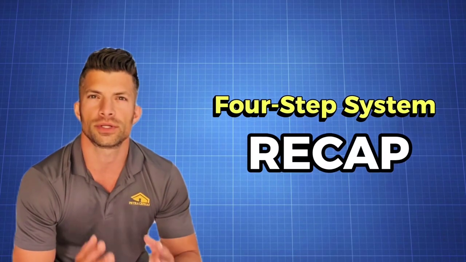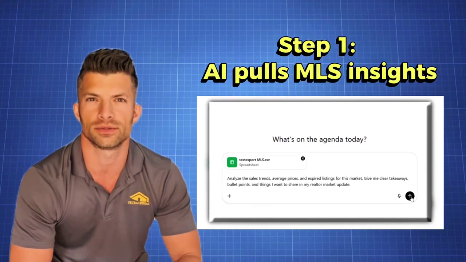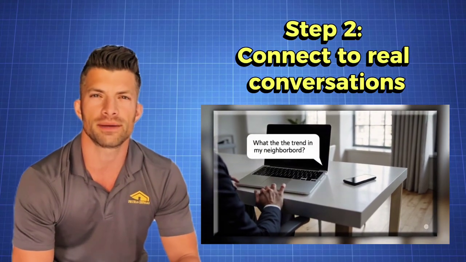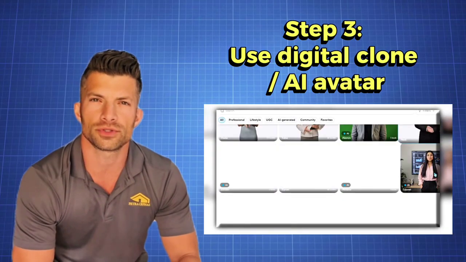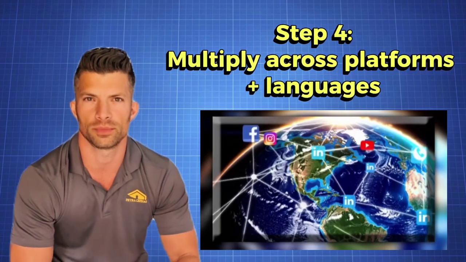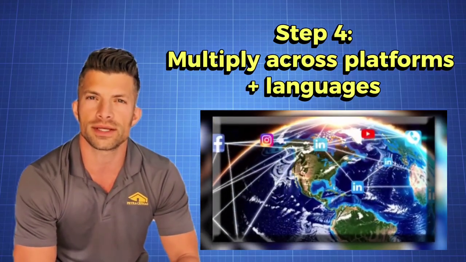So let's quickly recap the 4-step system. First, we pull your MLS data and let AI find the insights, right? Second, we connect those insights to the real conversations you're having. Then you're going to use your digital clone or an AI avatar to create studio quality videos in just minutes, and multiply that content across every platform and even in multiple languages is the last step.